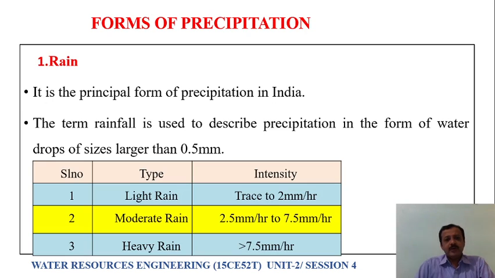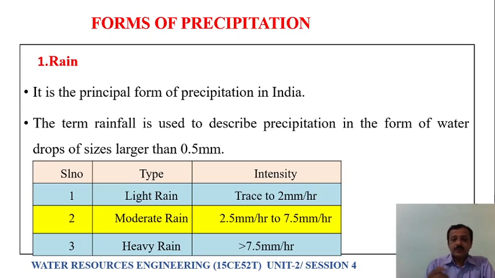Now, the precipitation is called rainfall if the drop size is larger than 0.5 mm. So if the droplet size is more than 0.5 mm, we call it rainfall. Then, once again, based on the intensity of rainfall.